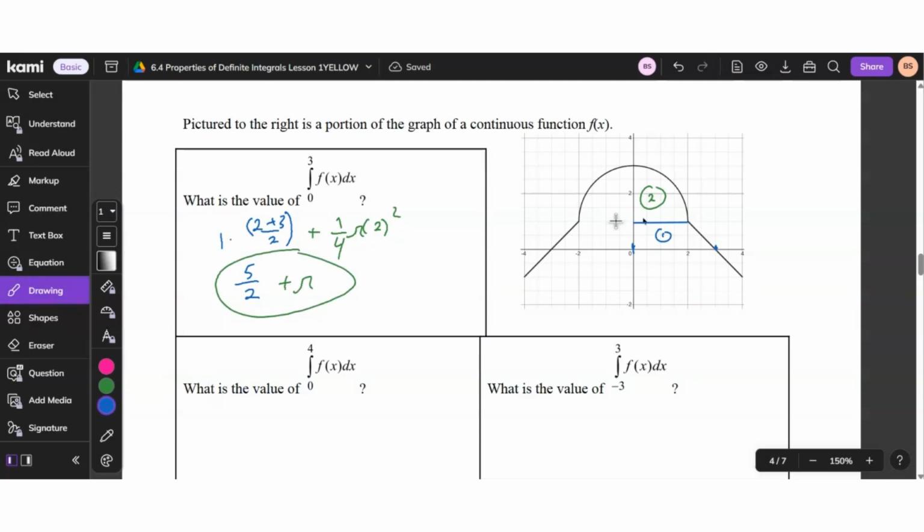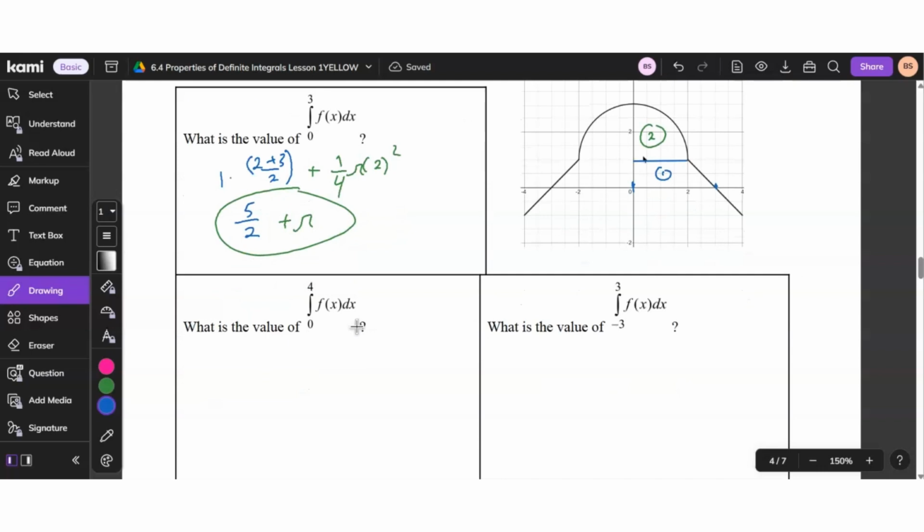Now, if we want to go from 0 to 4, remember this is the same as thinking of it as just from 0 to 3 and then 3 to 4. Since we already have this, we know it's going to be 5 halves plus pi, plus the part that is from 3 to 4. Now, I'm going to say it's negative because it's below the x-axis, so it's actually going to be minus whatever this is. And this is just a little triangle where the base and height are 1, so base times height divided by 2, meaning we get 5 halves minus a half, which is 4 halves, which is 2. So we get 2 plus pi.